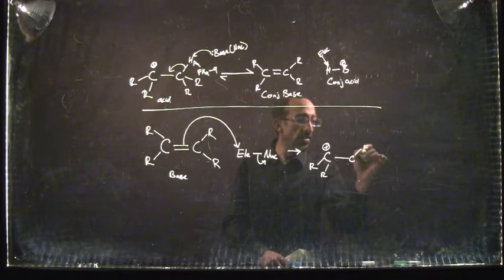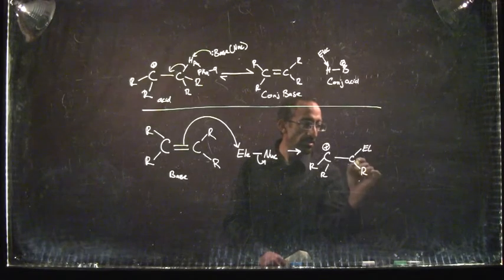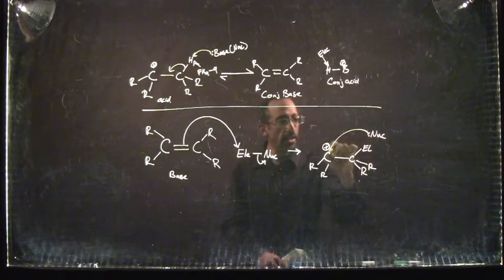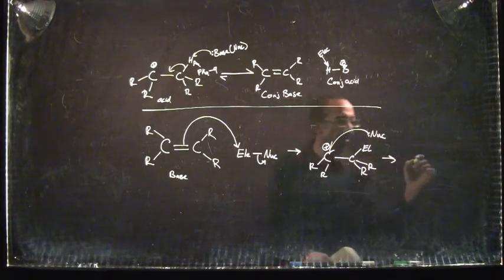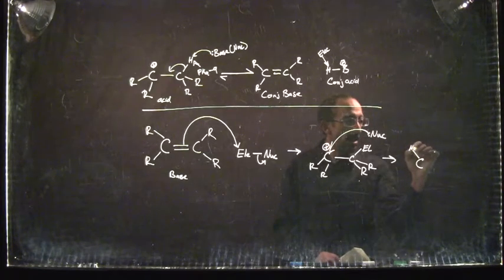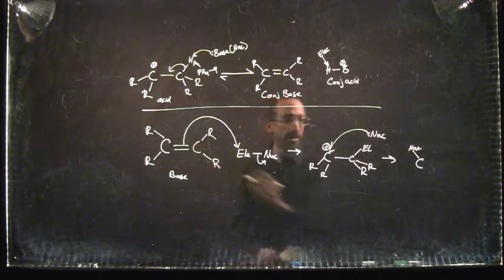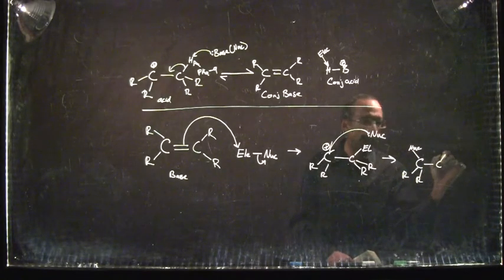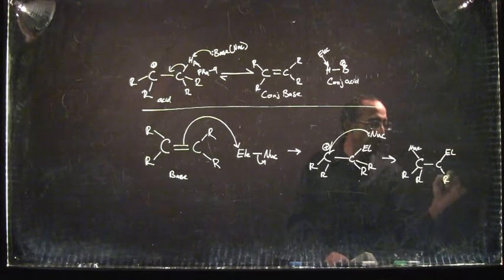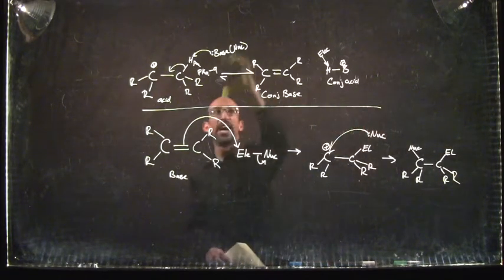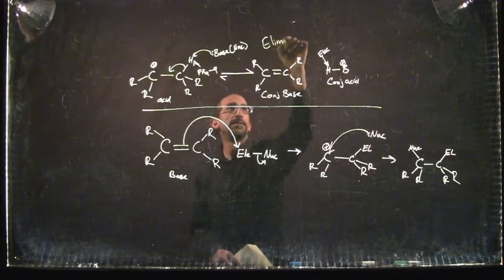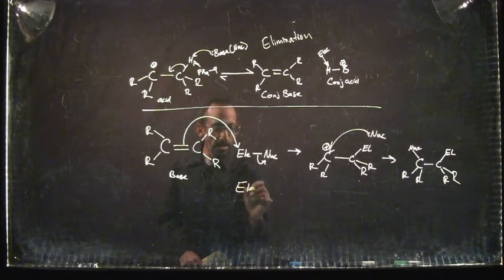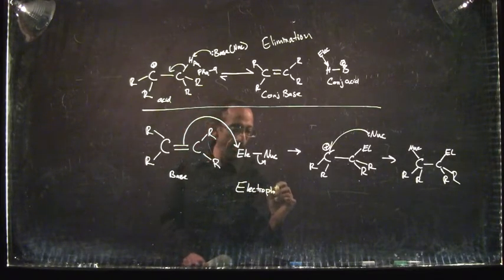We've attached our electrophile. And then finally our nucleophile, with its newly formed lone pair, can come and make a bond. And we see how we have taken a pi bond and now created two new sigma bonds. So up here we have elimination, whereas down here below, this is electrophilic addition.